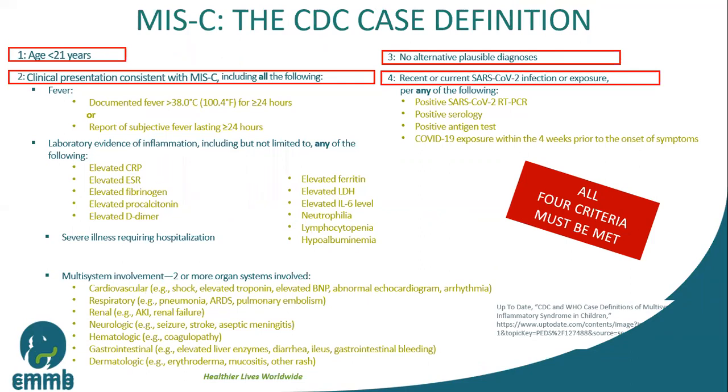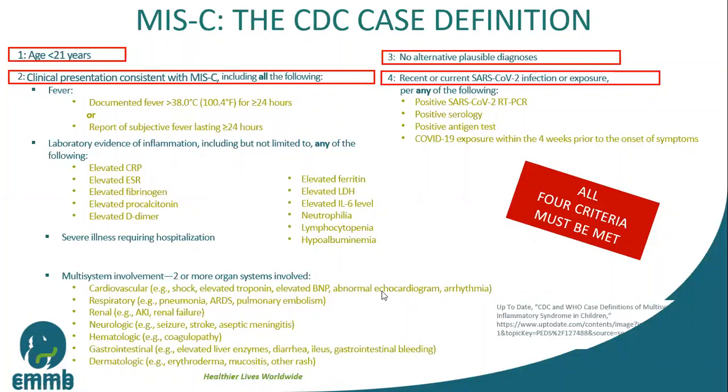So for the multi-system inflammatory syndrome associated with COVID-19 in children, there are 2 classifications that have been made. The first one is by the CDC, which is based on 4 criteria. And as we can see, all 4 criteria must be met for that diagnosis. Now, the first one is based on the age of the patient, less than 21 years old.